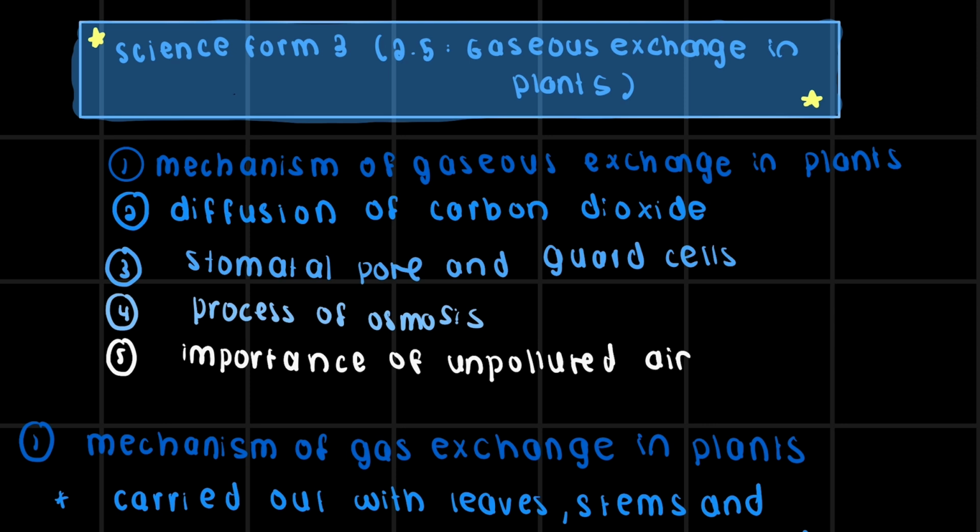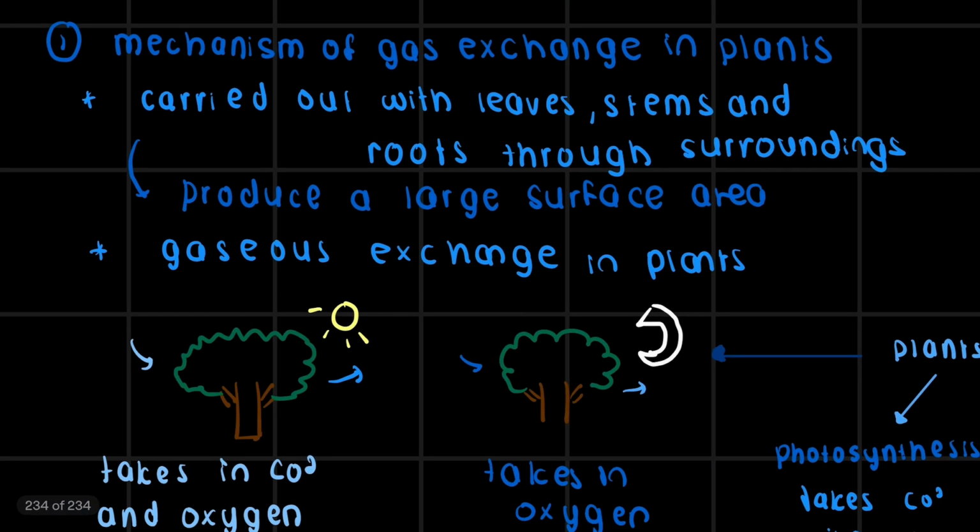So in this video, I will be explaining the first one, mechanism of gaseous exchange in plants. And there will be 5 parts for 2.5, and there will also be a discussion of questions. Let's get started. Number 1, mechanism of gaseous exchange in plants.